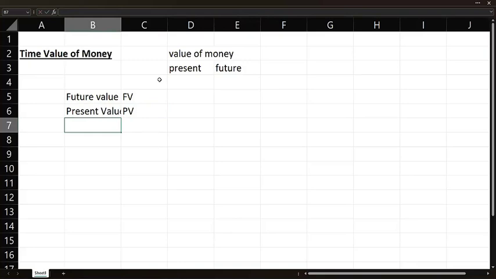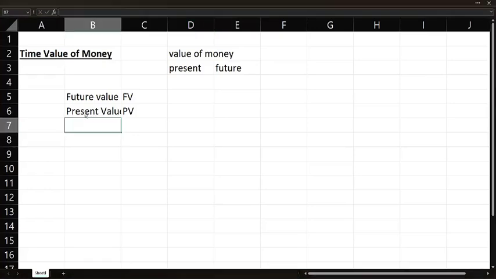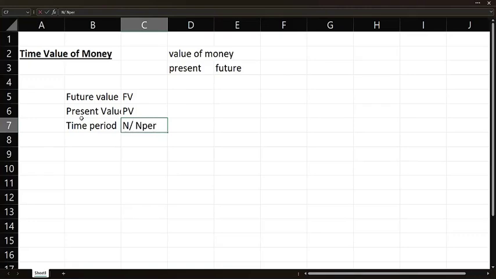Then the next important term would be number of periods. That is again important. That is your time period, which in calculators you can see as N, or in Excel it can be denoted as NPER. That is the number of periods.